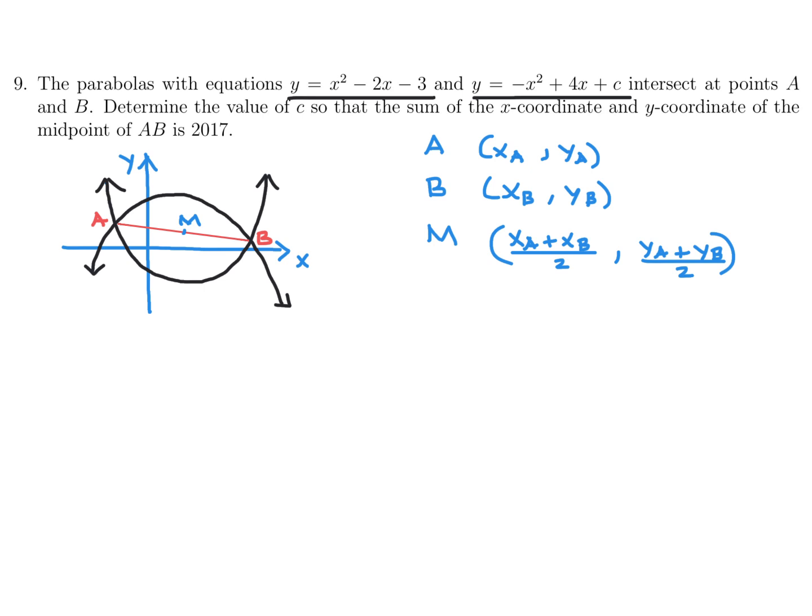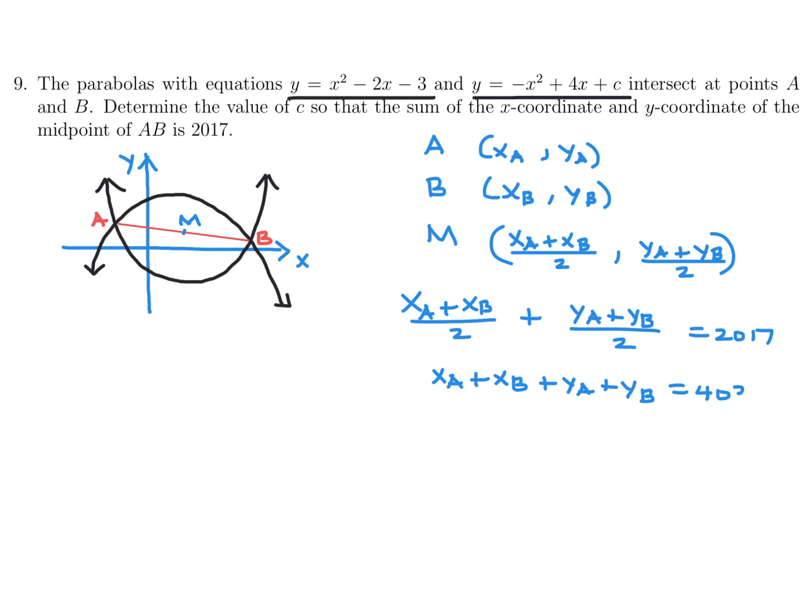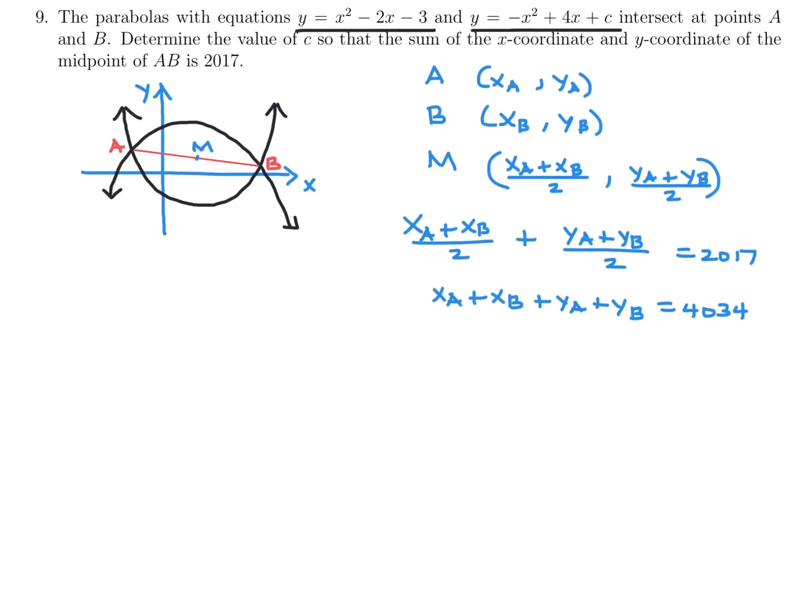Now, they're saying that they want the sum of the x-coordinate and the y-coordinate of the midpoint of AB to be 2017. So basically they want (XA plus XB)/2 plus the other coordinate, (YA plus YB)/2, to equal 2017. So that is another condition. Let's multiply through by 2 to get rid of the fraction, and then we get XA plus XB plus YA plus YB equals 4034. Okay, and that's pretty much the setup so far.